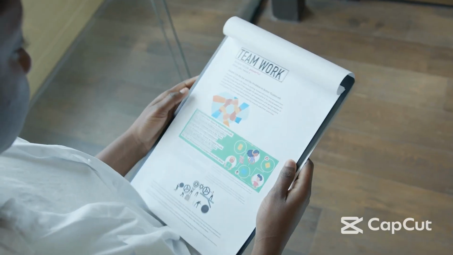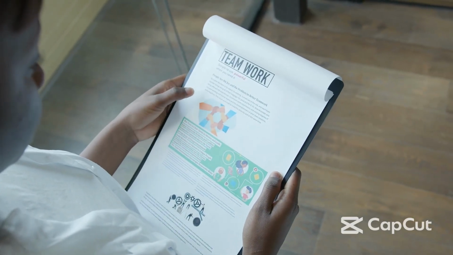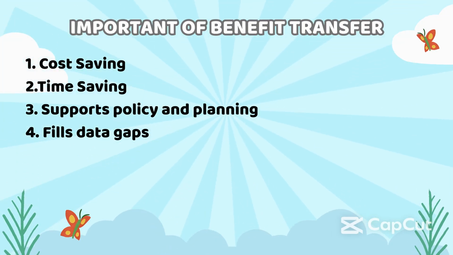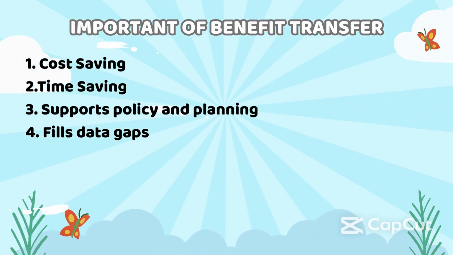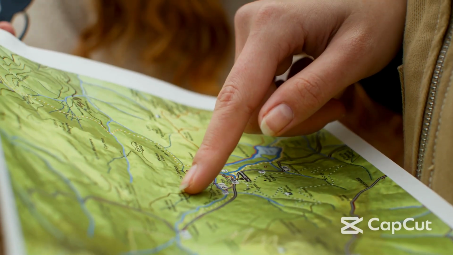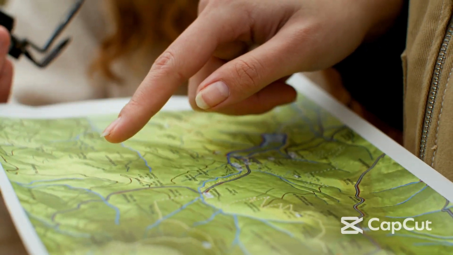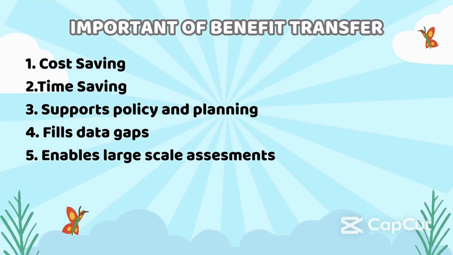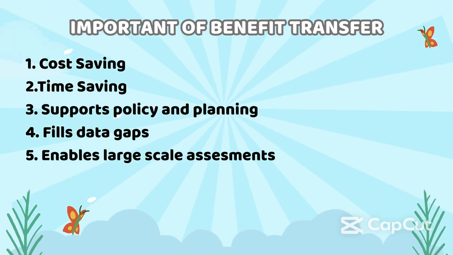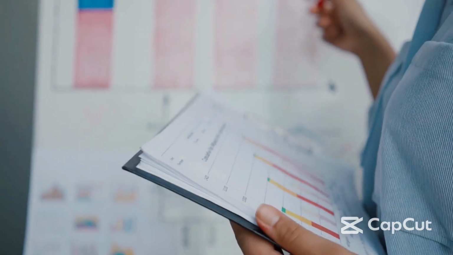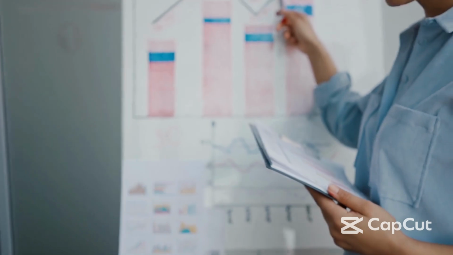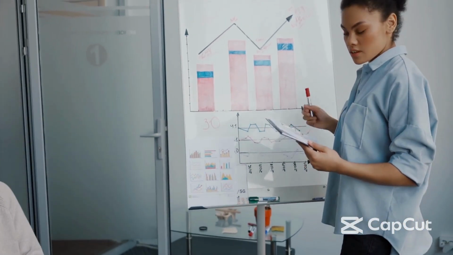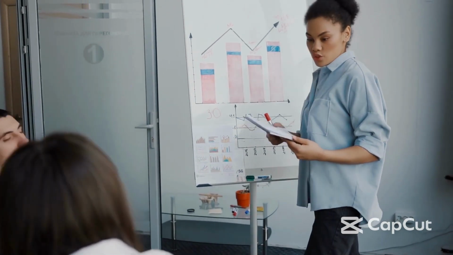The estimates are used in cost-benefit analysis and environmental decisions. Fourth, it helps fill data gaps. When there are no local data, we can use information from similar places. Finally, it allows large-scale assessment, like at the national or regional level. So, benefit transfer is a practical, fast, and efficient method for environmental decision making.